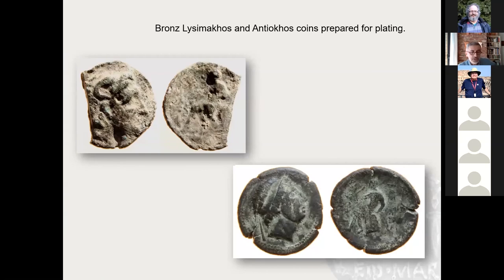There are discussions about how these plated coins were produced, and some people believe that they plated a base metal core with a precious metal and then struck, which I don't agree. I believe they struck the base metal coin first, and then they plated them. These are two coins that I have in my collection. You don't have these coins in bronze, so they were obviously intended for plating.